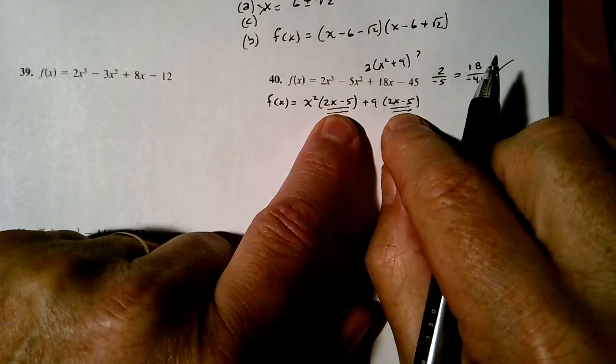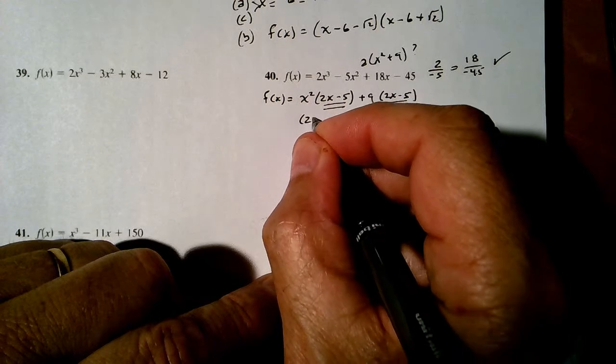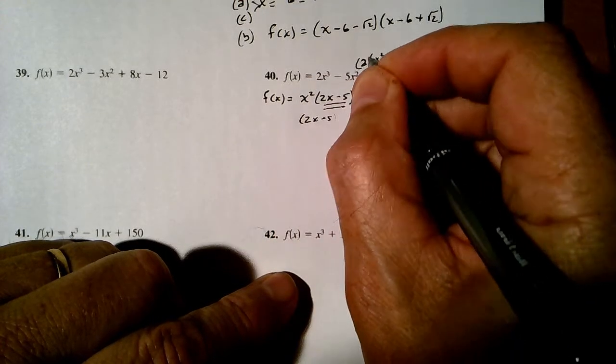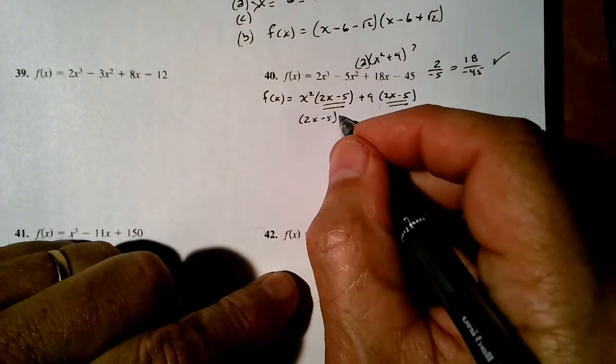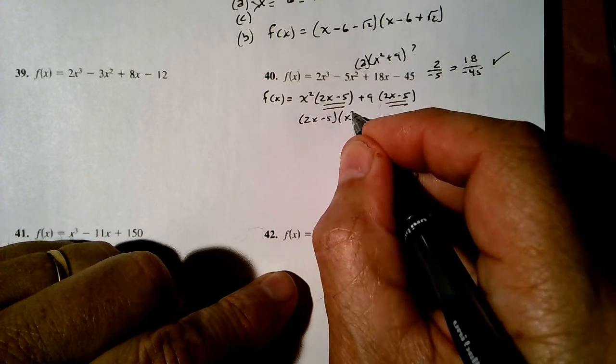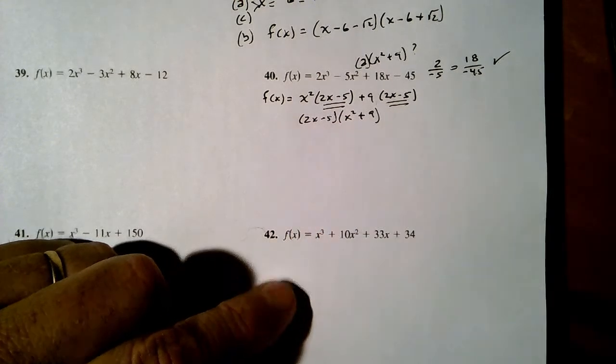Well, I'm going to factor out the a. The a is just messy. I'm going to factor out the 2x minus 5 just like it was a. What did I leave behind? I left behind an x squared plus 9.